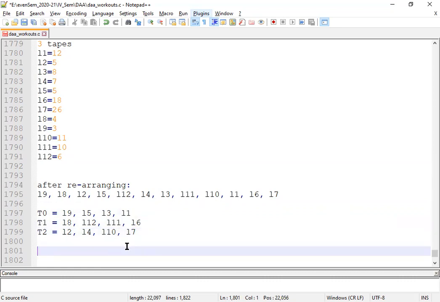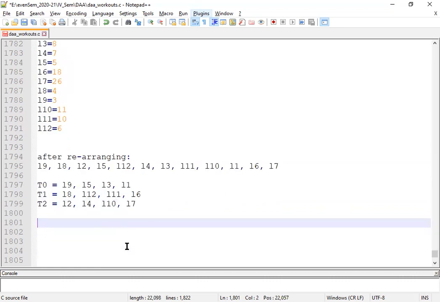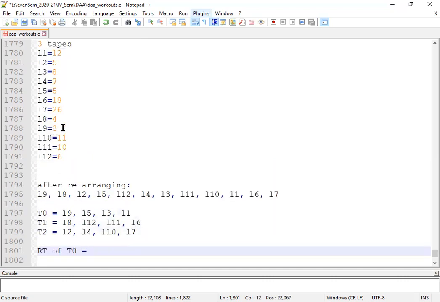Okay, now let us calculate the retrieval time of T0. So retrieval time of T0 is going to be L9's value. L9 value is 3. So 3 in this case, plus then L5. L5 value is 5. So it is going to be 3 plus 5. Then L3. L3 is 8. So that is going to be 3 plus 5 plus 8.